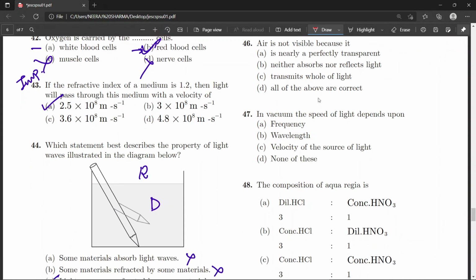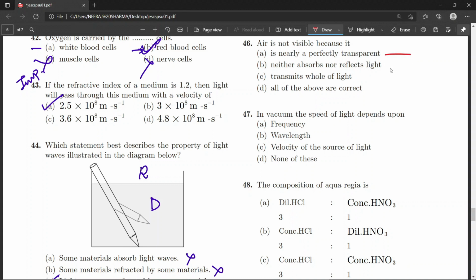Now coming to question number 46, air is not visible because, of course, air is not visible, as we all know, right? The reason for it can be: first, it is nearly a perfectly transparent medium that neither absorbs nor reflects light; C, transmits the whole of light; D, all of the above. So we know air is transparent.